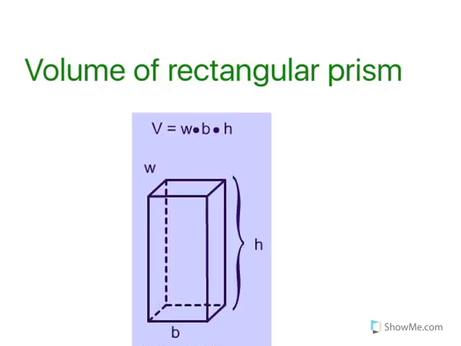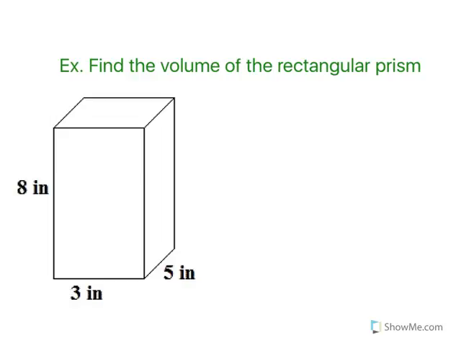So in this picture it says volume equals width times base times height, or a lot of times you're used to seeing volume equals length times width times height. Either way, it's the same thing. You're just going to be multiplying your width times your base or your length, and then times your height. Super, super easy. So for the first example, it says find the volume of the rectangular prism.